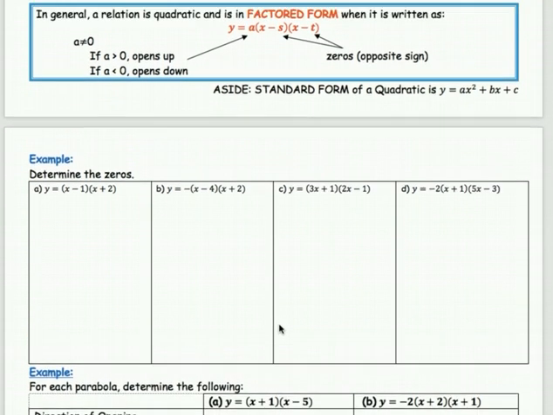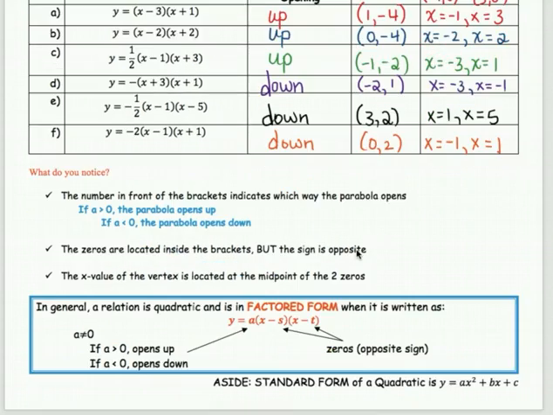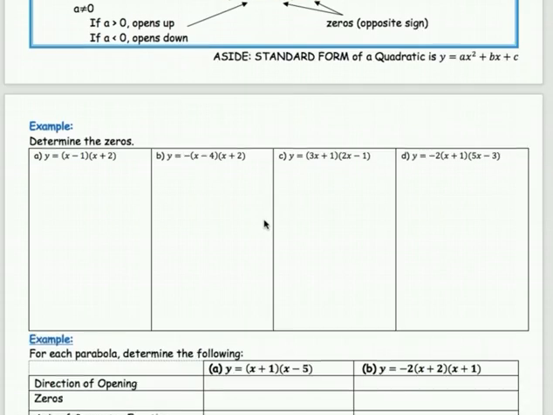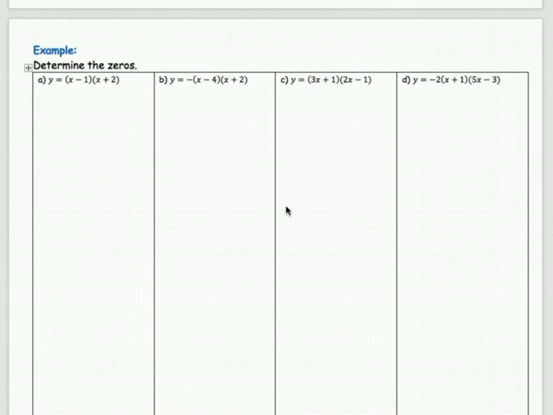So I want you to just start off with, now that you see the pattern and the connection here, can you quickly find the zeros of these equations without graphing them in Desmos? Okay, so take a look here and just go through and complete them. Let's start with the first example here by trying to determine the zeros. Okay, so again, zeros are the x-intercepts, but we're going to do this without graphing. We're just going to analyze the equation here.